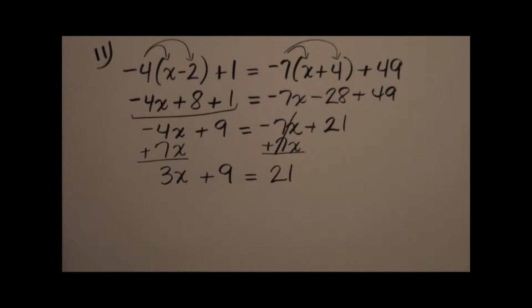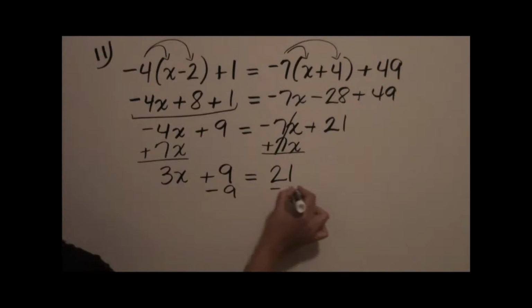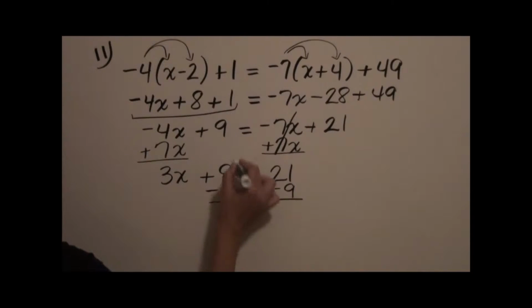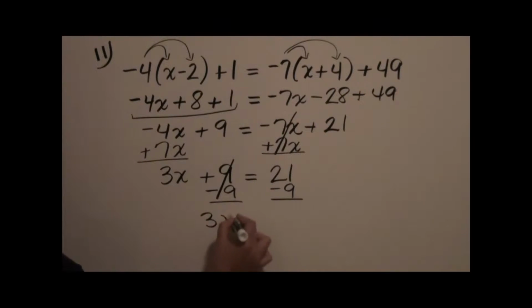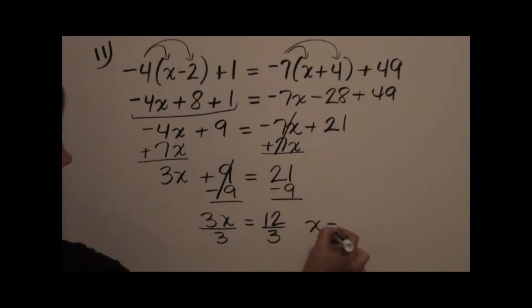I've already got the variable on the left side. I've got a plus 9, so I want to subtract 9. And I get 3x equals 12. Divide by the 3. And I get x equals 4. Okay, problem number 12.